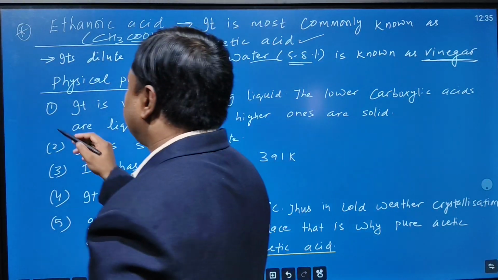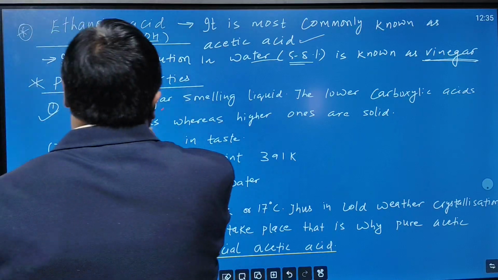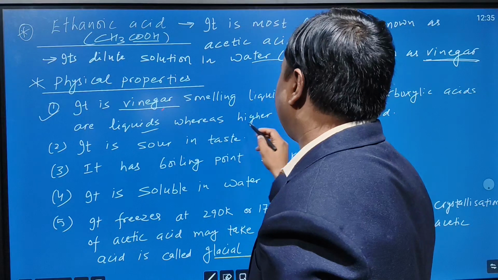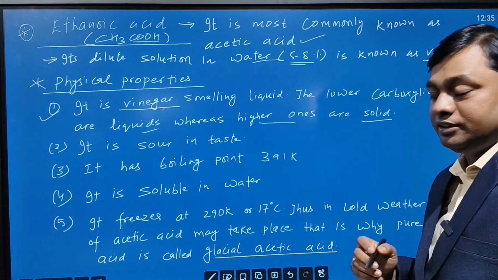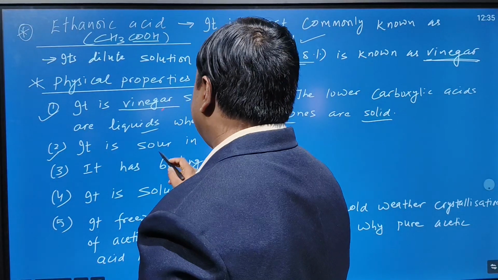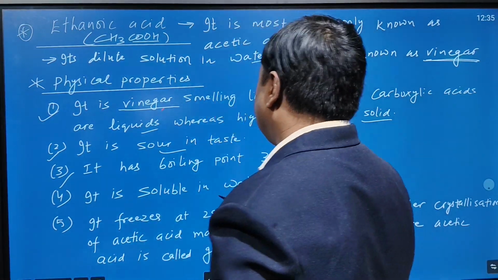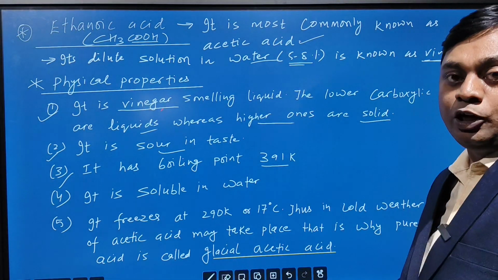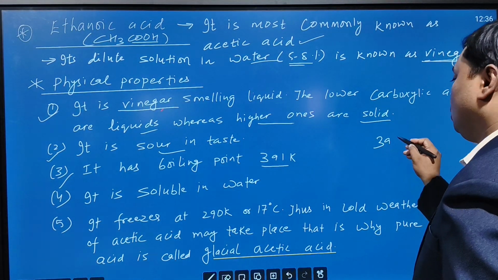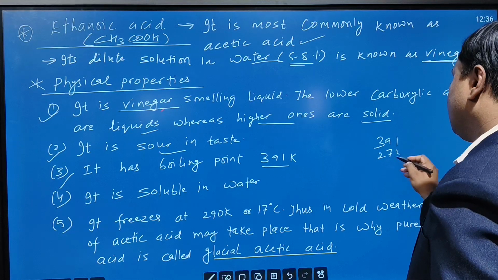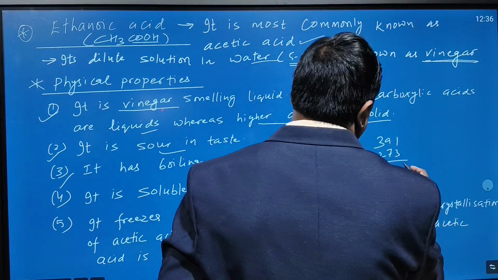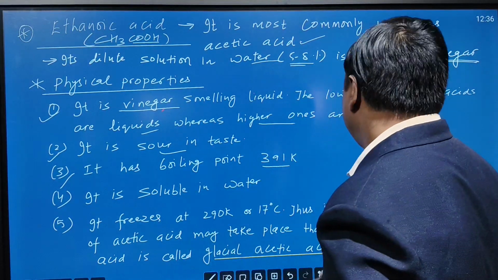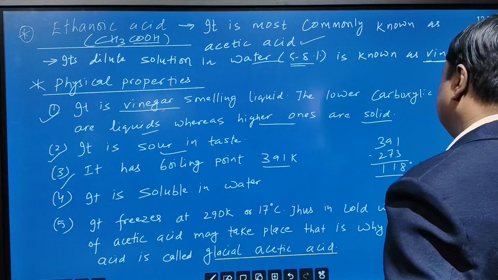Let's discuss first the physical properties. It is a vinegar smelling liquid. The lower carboxylic acids are generally liquids, whereas higher members are solid. Second, it is sour in taste. Third property, it has a boiling point of 391 Kelvin. If you want to convert it to degrees Celsius, you have to subtract 273. Yes or no? Once you subtract, you will get 118 degrees Celsius. The boiling point is 118 degrees Celsius.